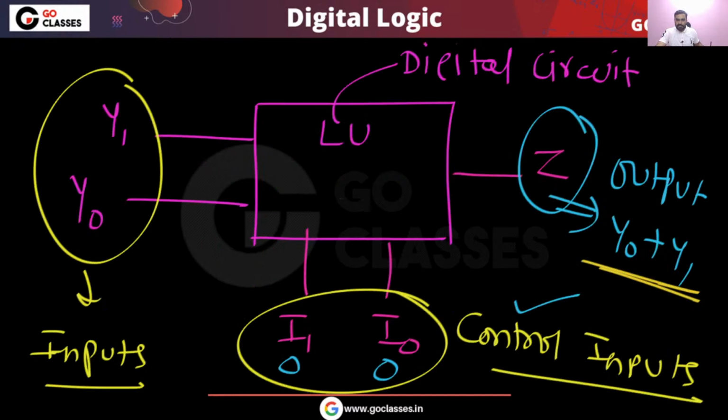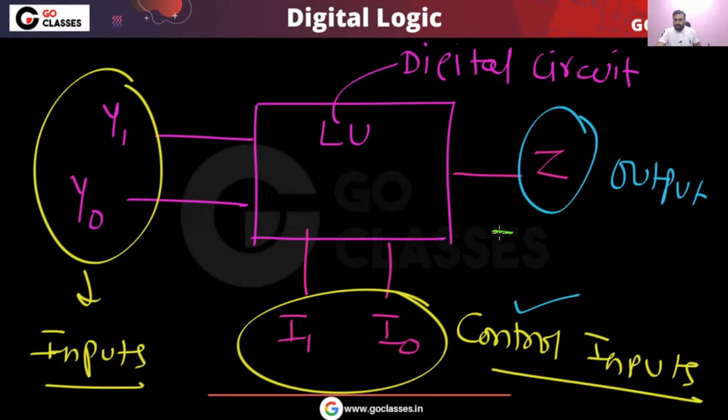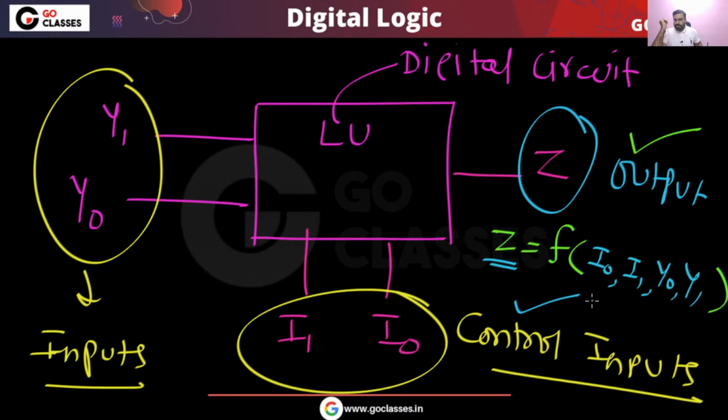Okay, and tell me one thing. This Z is a function of what? This Z is the output. It will depend on whom? Tell me. This Z will depend on I0, I1, Y0, Y1. Yes or no? These are also inputs. So Z will depend on all these four things.